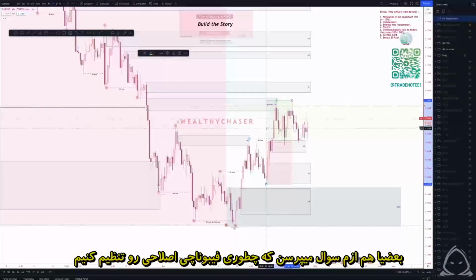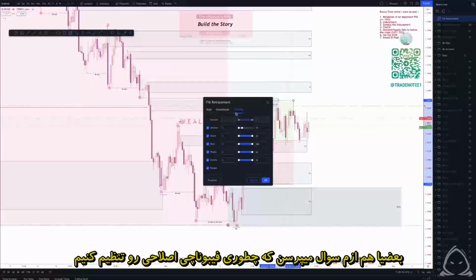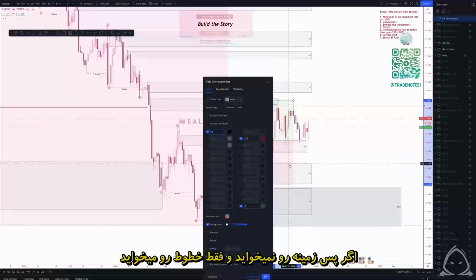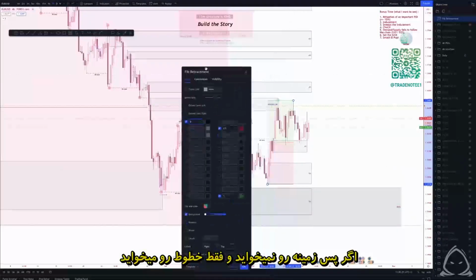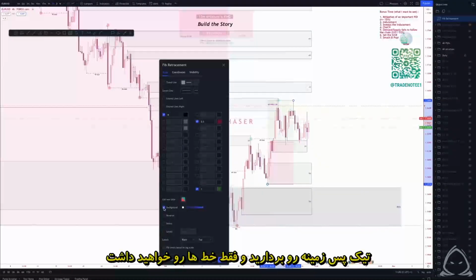By the way, people have also been asking me how to set up the settings for this fib retracement. So here they are. Just take a screenshot of this and you'll be able to set yours the same way I do. If, for instance, you don't want the background and you just want the lines, it's as simple as this. Just uncheck the background and it will vanish and you will have only the lines visible.